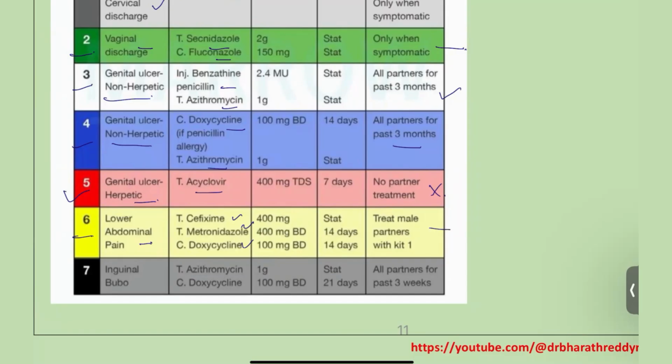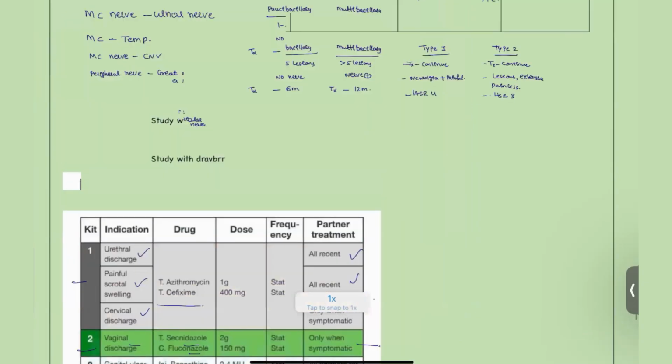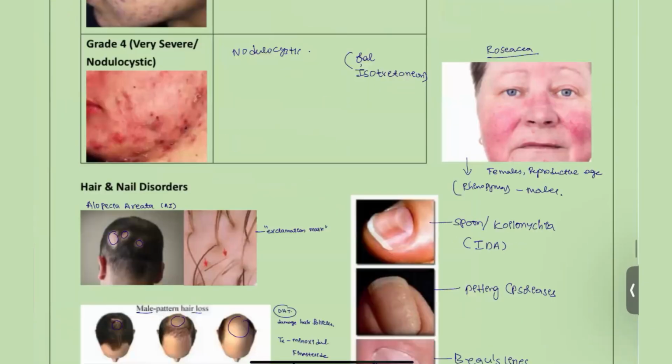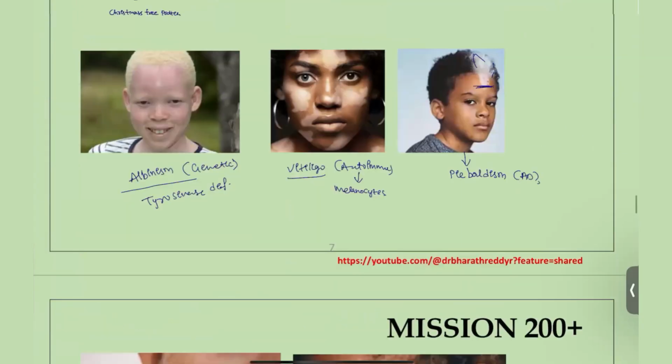Next, black one, inguinal bubo, where you are going to give azithromycin and doxycycline. Again, all the partners are also going to be treated here. So these are the overall most important topics that we have discussed in today's lecture of dermatology.